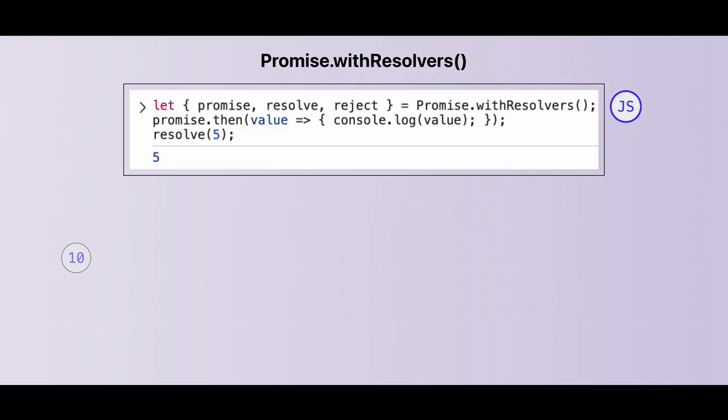Promise.withResolvers does not accept any parameters and returns an object with properties: promise, a promise object; resolve, a function that resolves the promise; reject, a function that rejects the promise.